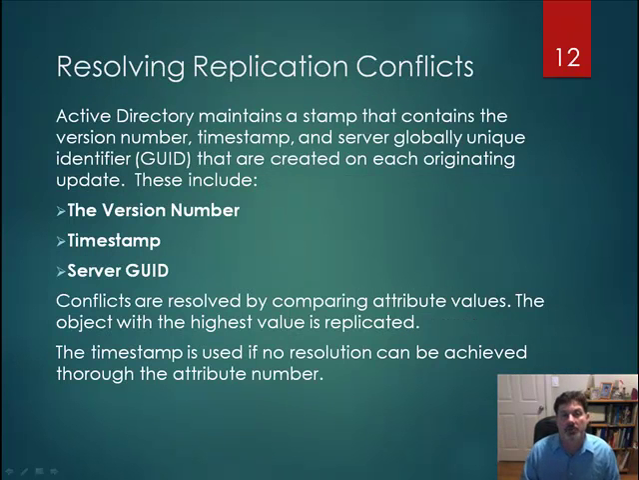From time to time, replication conflicts do occur on the network. Therefore, Active Directory does maintain a stamp that contains the version number, a special timestamp, and a server globally unique identifier that are created anytime an object originates as an update on a server. Conflicts are then resolved by comparing those attribute values. The object with the highest value by default is then replicated to the remainder of the network. The timestamp is used only as a resolution in case the attribute number cannot be used to achieve a conflict resolution.